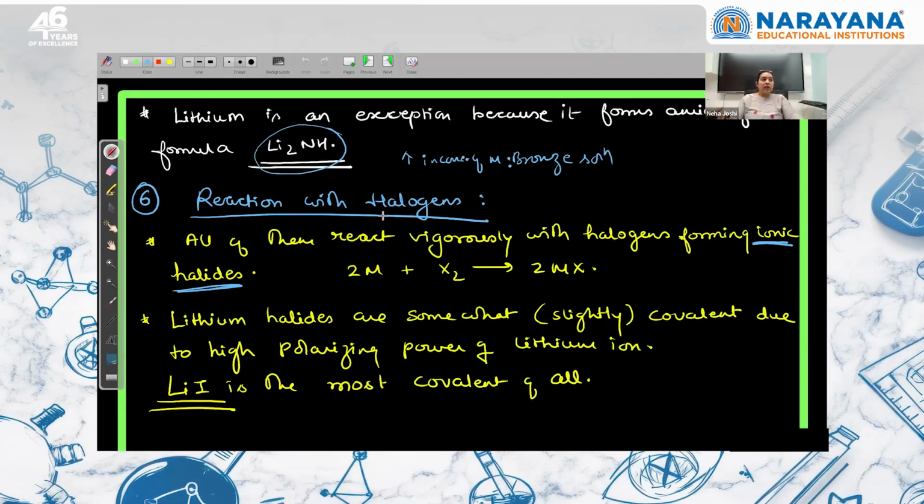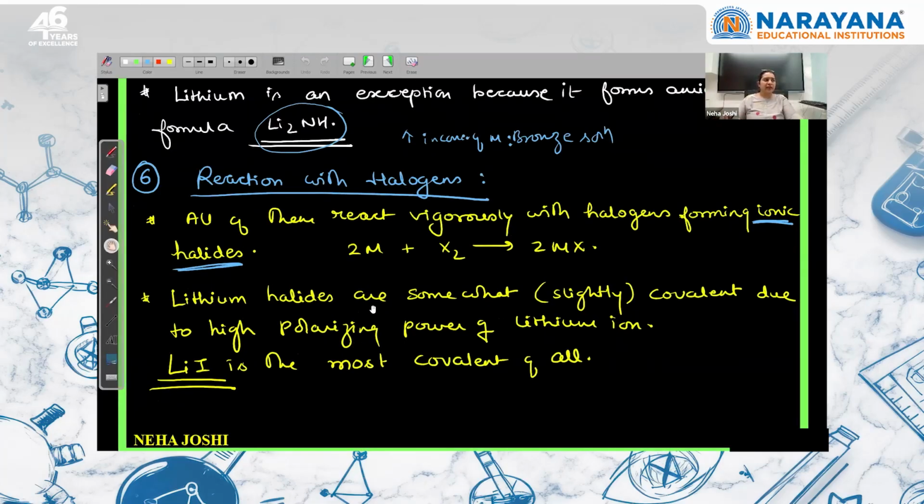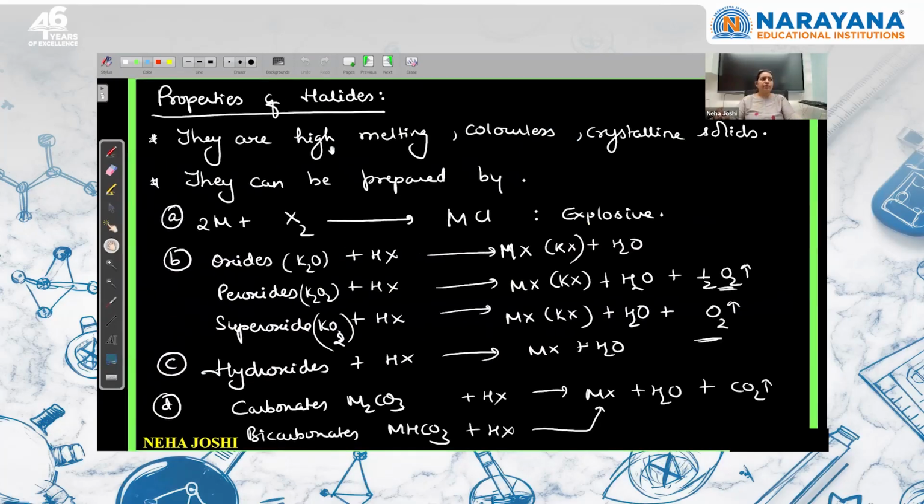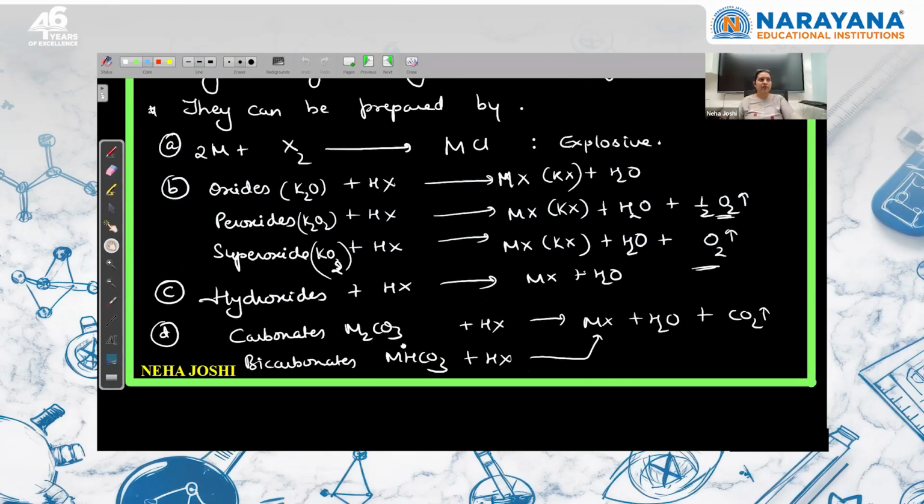Okay. Reaction with halogens. All of them react vigorously, fine. Lithium halides are somewhat covalent due to high polarizing power of lithium. Lithium iodide is the most covalent. Yes, well, but yeah. Properties. High melting, because they are ionic salts. Colorless crystalline solids. They can be prepared by direct reaction of halogen on metal, by reaction of HX on oxide, peroxide, HX on hydroxide, carbonates, bicarbonates.